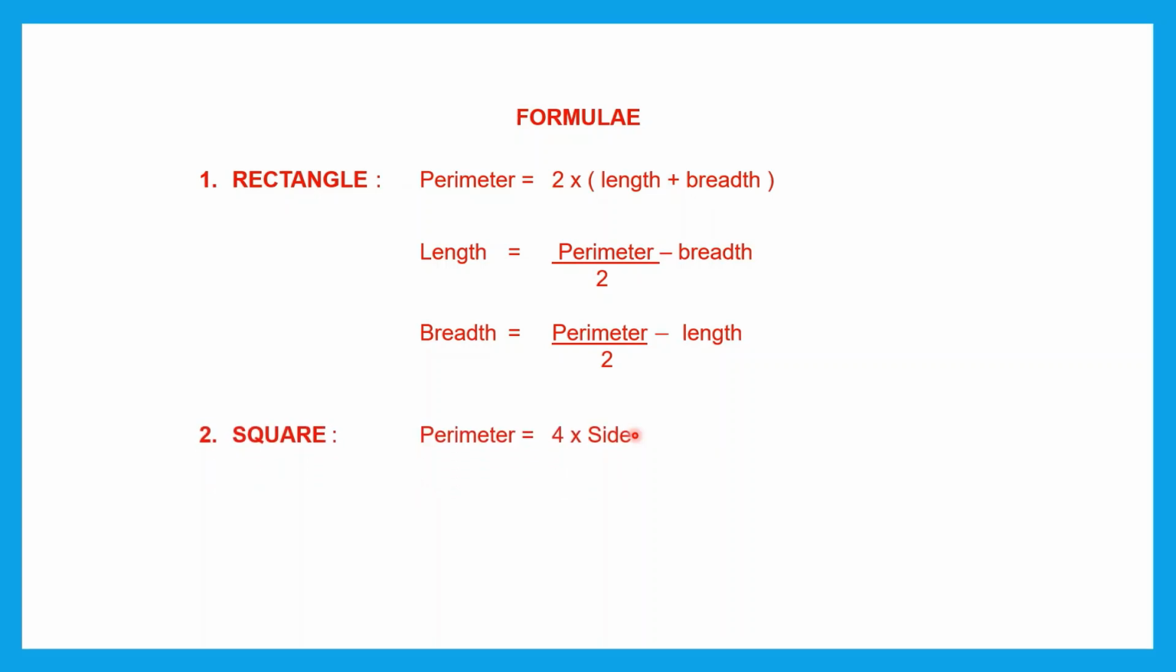Now, in the case of a square, if you have to find the perimeter, the formula is 4 into side. Then, if you have to find the side of a square, if perimeter is given to you, this is the formula: perimeter by 4. So keep this in mind when you find the answers to certain questions here. So let's begin.